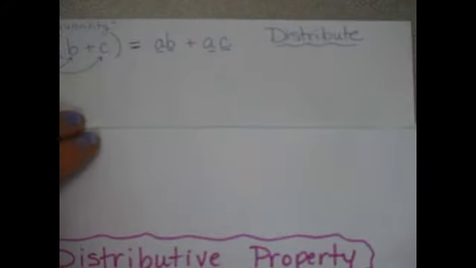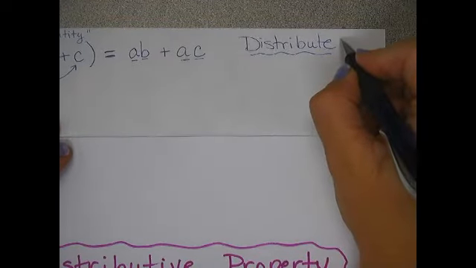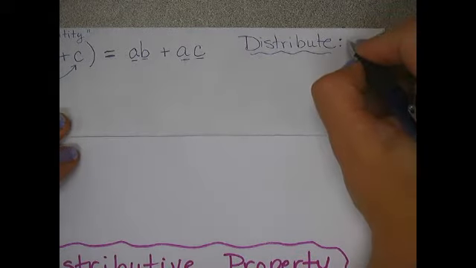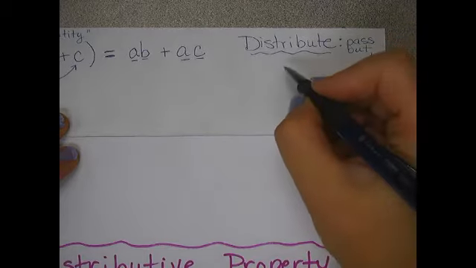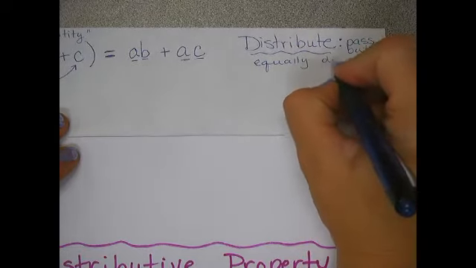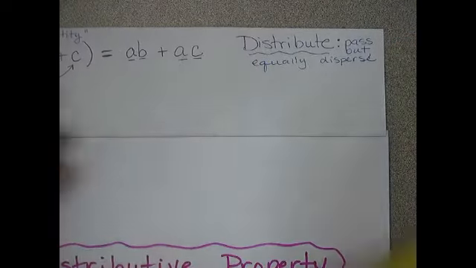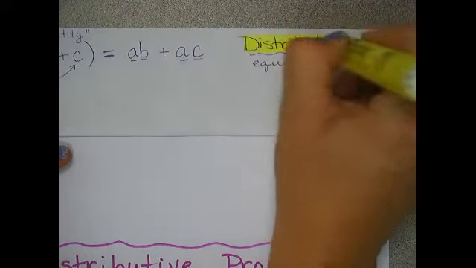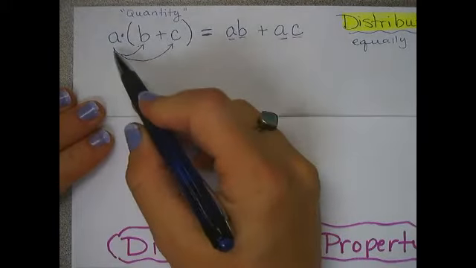And if you think over here, what does it mean to distribute? In English class, if you were to use distribute in a sentence, you could say, this weekend I'm going to distribute food out at the food pantry. So distribute means to pass out, to give away, or to equally disperse. So if you can remember distribute in terms of maybe passing something out or distributing new school clothes.